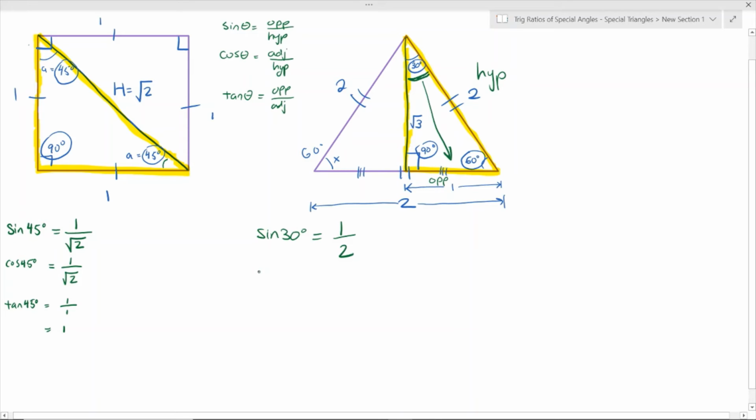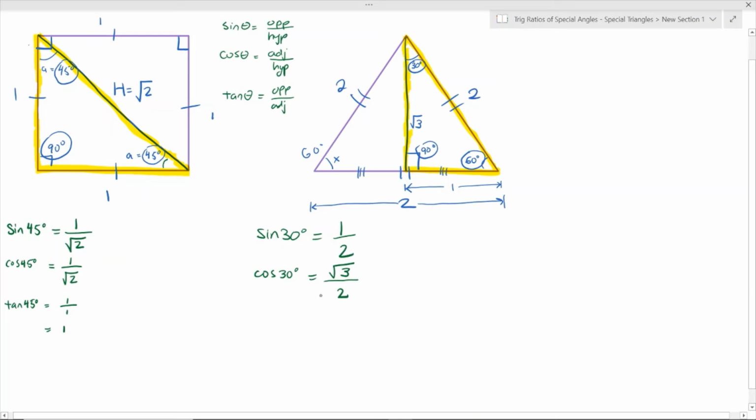Now, how about cosine of 30 degrees? For cosine of 30 degrees, we look at this angle, this is 30 degrees, and we are trying to find the adjacent side over hypotenuse. Adjacent is the side right beside this angle that I just drew, so it's going to be square root of 3. The hypotenuse is 2, just like before. So adjacent over hypotenuse is square root 3 over 2.